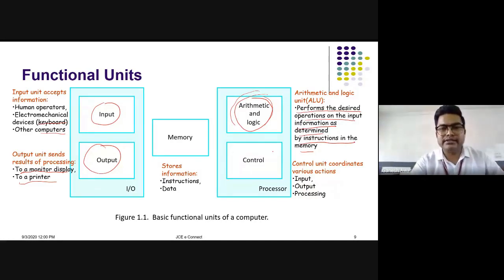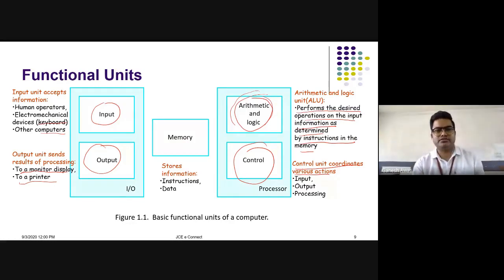Then there is a control unit which controls all three things: input, output, and processing. The control unit coordinates the various actions. Sometimes it takes time to take the input, sometimes to process, and sometimes to display the output, so that coordination is done by the control unit. Together, the arithmetic logic unit and control unit we call a processor.